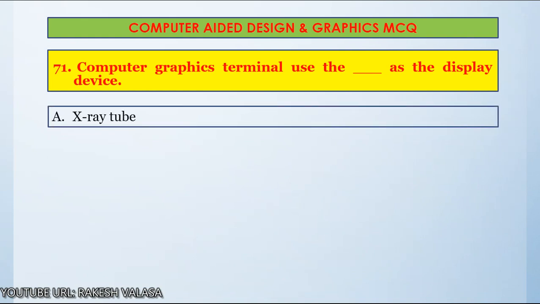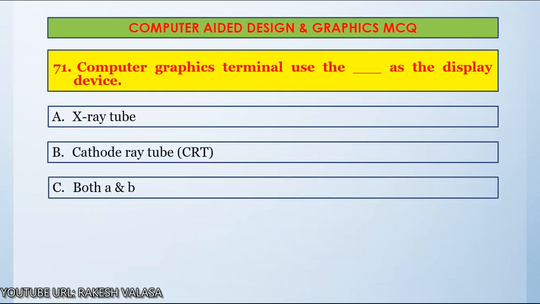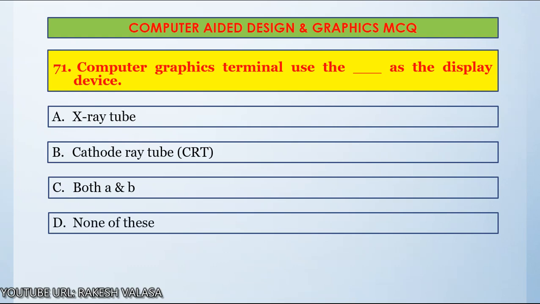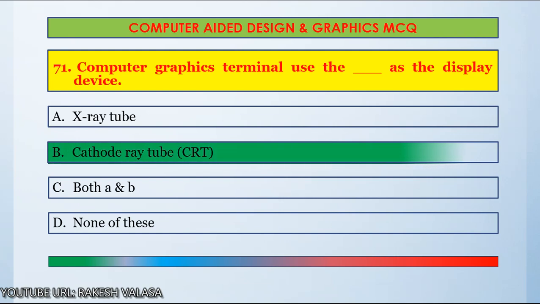Option A X-ray tube. Option B cathode ray tube. Option C both A and B. Option D none of these. Let us count and start. If you know the answer, please post in comment section. Time up. The answer is cathode ray tube. Computer graphics terminal use the cathode ray tube as the display device.